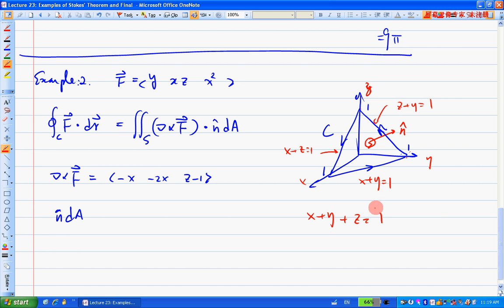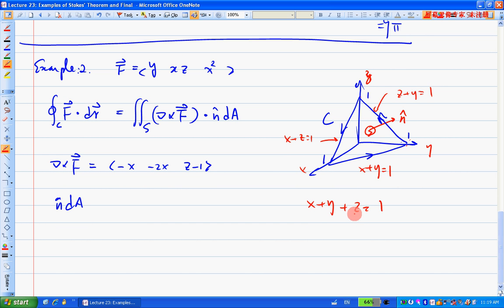So, for example, for the line here, you set z equal to 0 and you get that line. For this one here, you set y equal to 0, you get this one. You set x equal to 0, you get this one. Okay, so here's a plane, or this is a surface we're conducting the surface integral on.